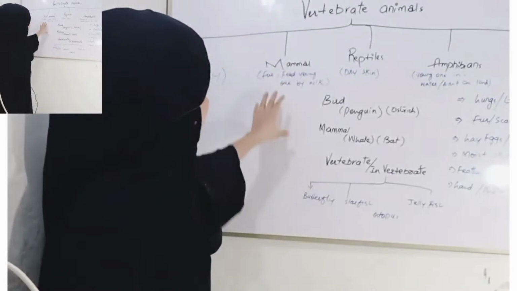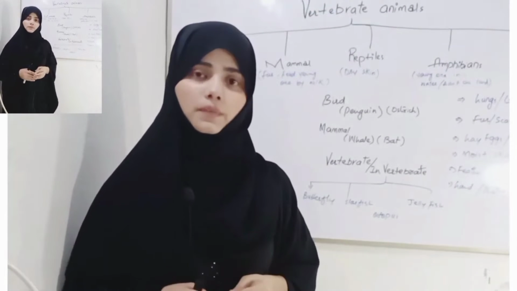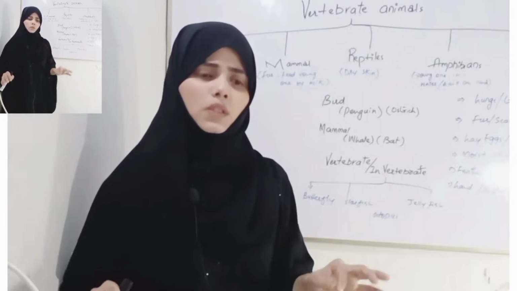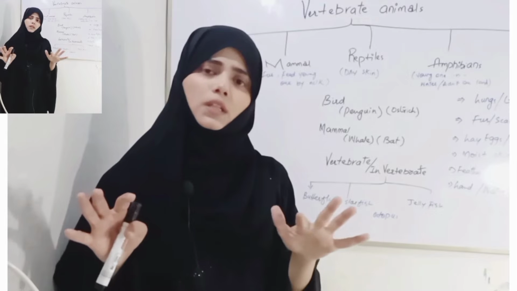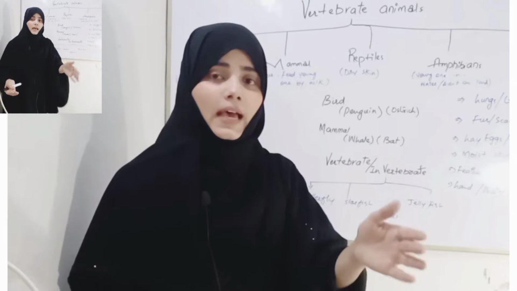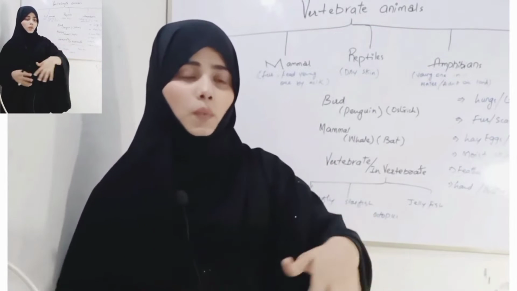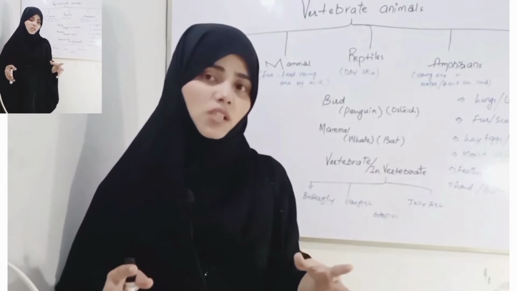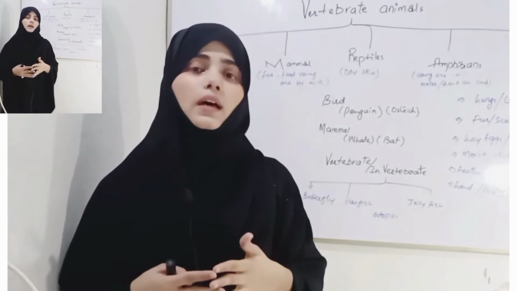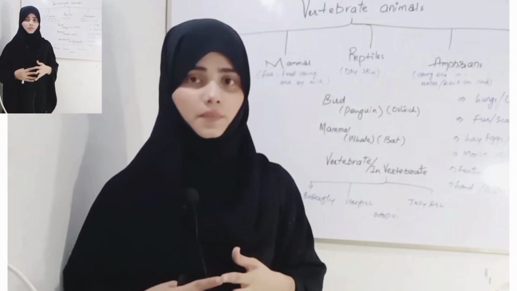Now let's talk about mammals. We should know about the characteristics of mammals. Number 1 is they have lungs. Whatever the animal or species it is, if it is living on land, it must have lungs. That is why it is living on land. And whatever the animal or species it is, if it is living inside the water, it doesn't have lungs but it has gills.